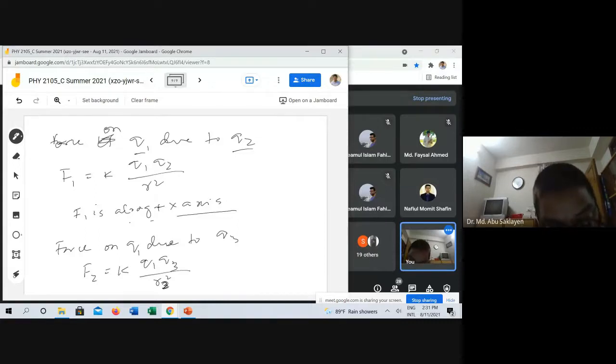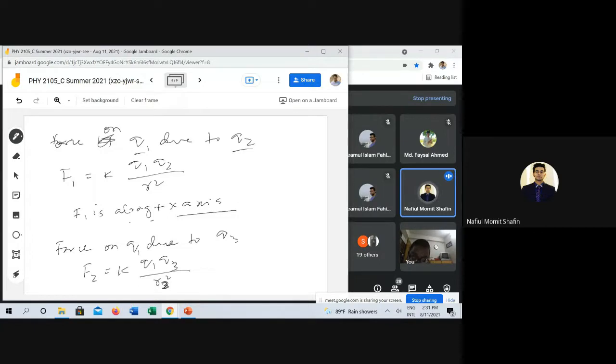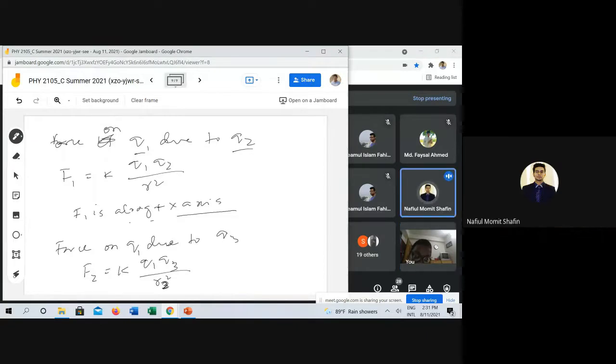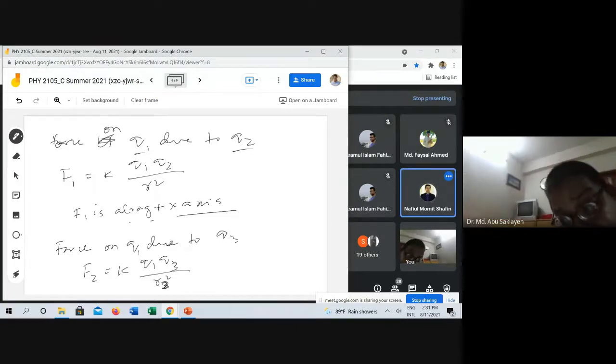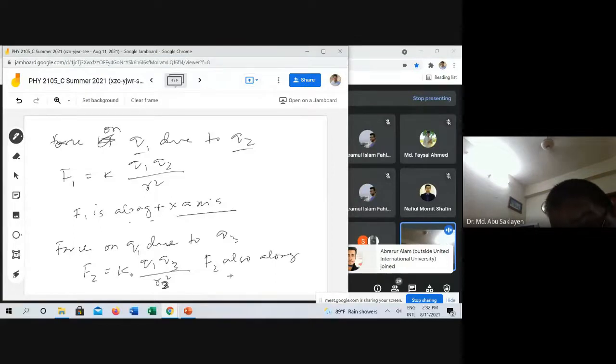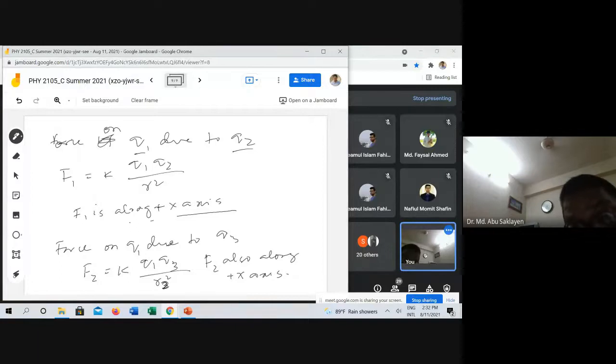Now what will be F2? Sir, F2 is Q3 attracting Q1. So what is the direction? Sir, along positive x-axis. So F2 is also along positive x-axis. So both are along positive x-axis.